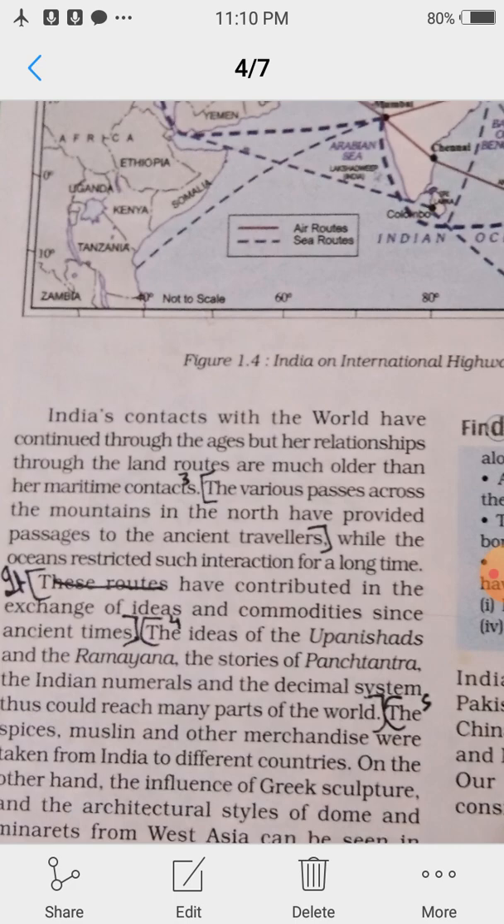On the other hand, the influence of Greek sculpture and the architectural style of the dome and the minarets from West Asia can be seen in different parts of our country. These were very common and are found in different parts of the country, such as Indian architecture, sculpture, and minarets from West Asia.